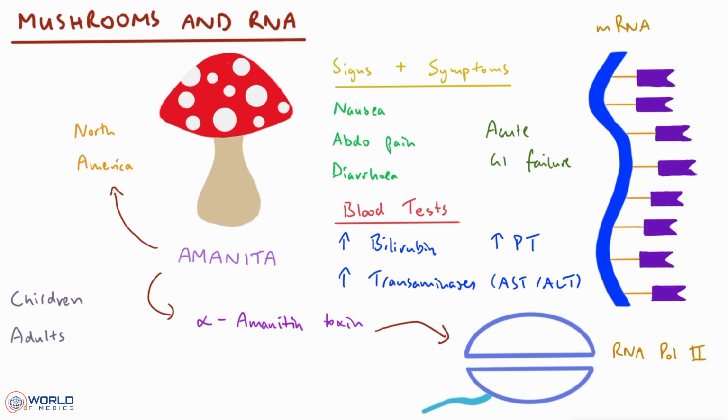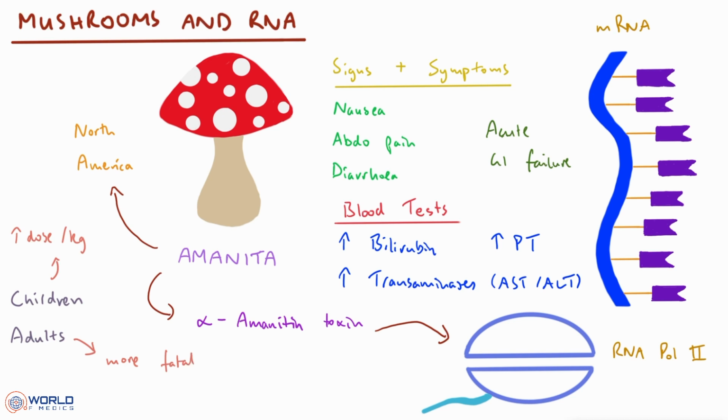Now, both children and adults are affected, but children are usually affected more often because they have a higher dose per kilogram of body weight. And that's obviously because they're smaller human beings in general. However, in adults, it's usually more potent, and that usually leads to more fatalities.